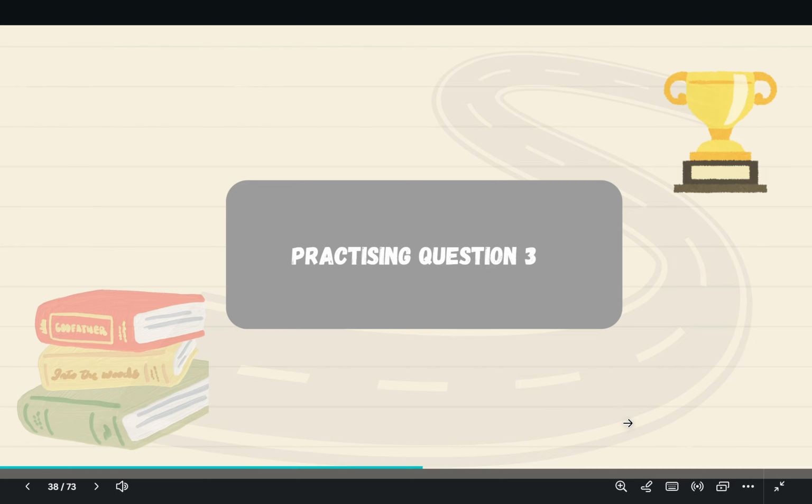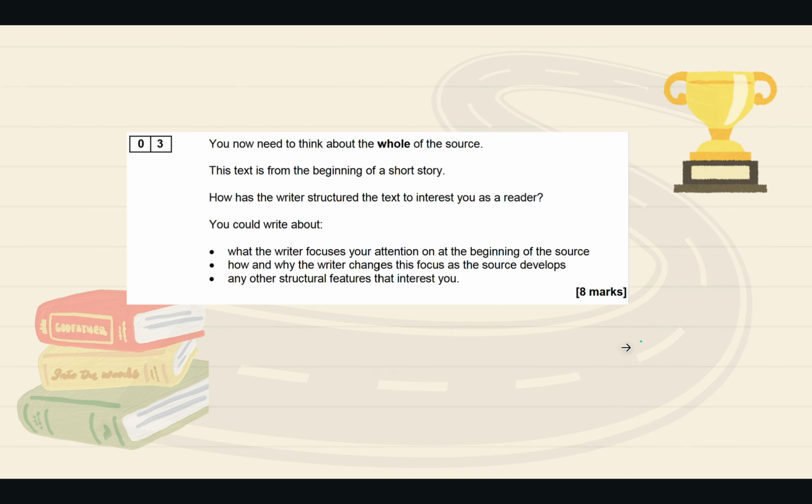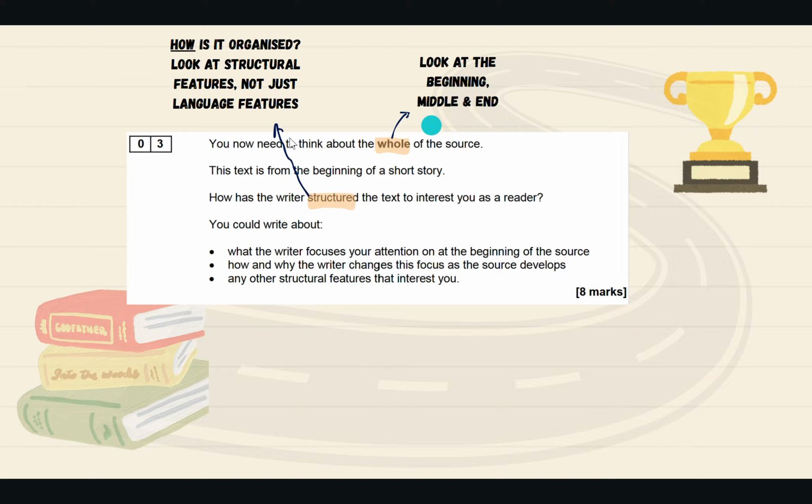So if we have a go at practicing this question here. This is what the question will always look like for GCSE English Language Paper 1 question 3. And if I say pause it now, and we'll have a go at annotating it on your own, and then we'll look at it together. So when it says the whole of the source, you have to look at the beginning, middle, and end of the source and why it's been structured in such a way. This is what it says. How is it organized? Look at structural features, not just language features.